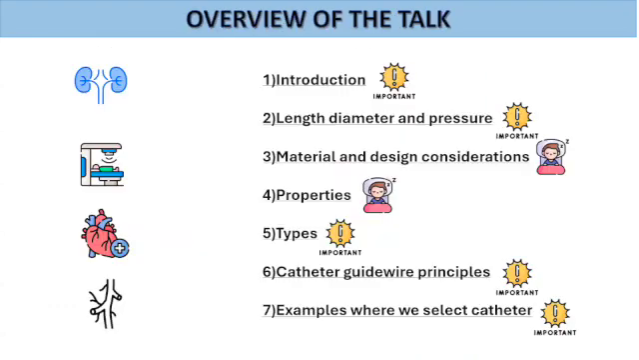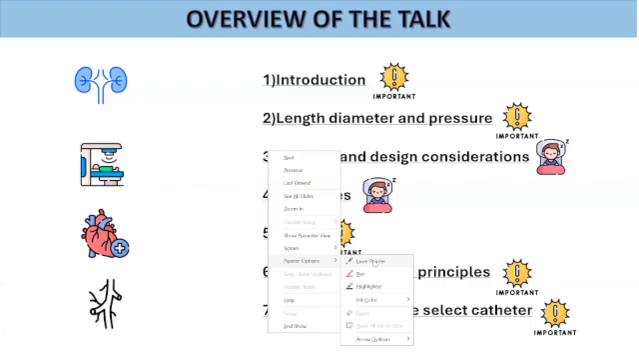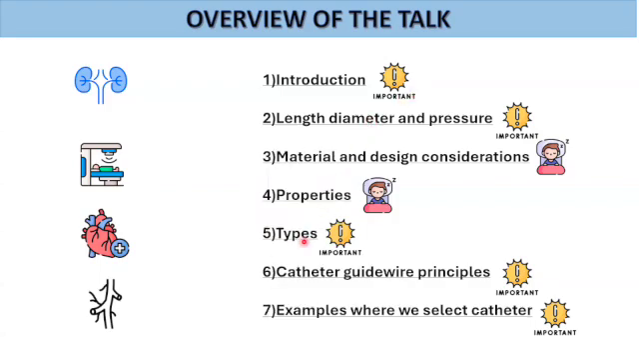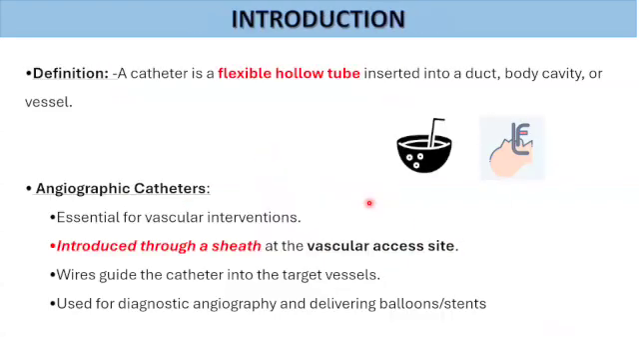Now coming to the main part of the talk, overview of the catheters. So this is an introduction, length, diameter, types, and guide wire principles and examples. These are important. In materials and properties, you may choose to doze off.